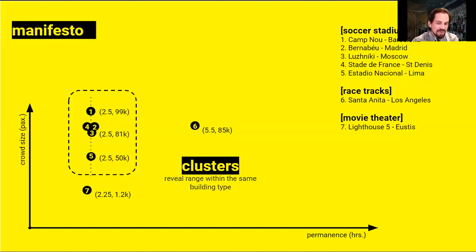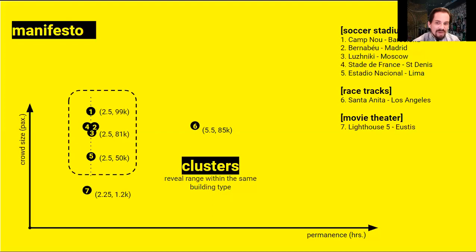If we just focus on the soccer stadium and we map 5 different examples of it, we can understand it better as a cluster. In this example, you'll find Camp Nou in Barcelona, known for being the largest soccer stadium in the world and seating almost 100,000 people. We have Bernabeu Stadium, which we had mapped earlier. We have Luzhniki Stadium in Moscow, where the last World Cup final was played. We have Stade de France, which is France's largest stadium in Saint-Denis. And to add an example closer to home, I included the Estadio Nacional in Lima.